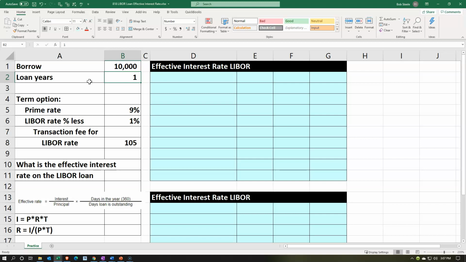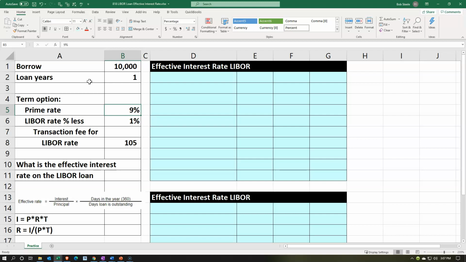Then we have our terms down below. We have the prime rate at 9%, and then we have the LIBOR rate, which is typically going to be stated in a little bit different of a format. And then we want to be thinking about how we can compare that format to a standard format so that we can then make comparisons.